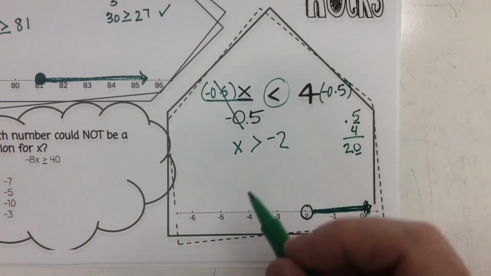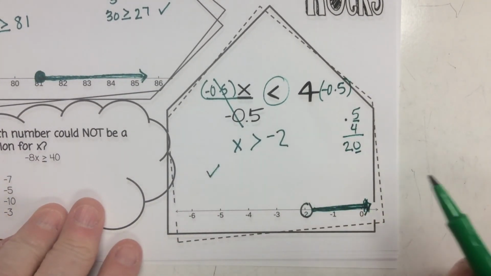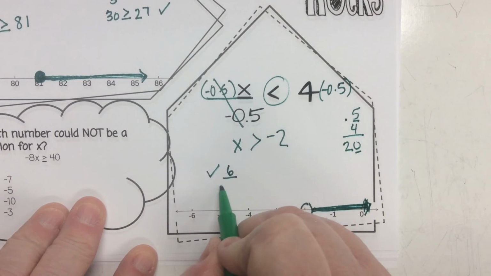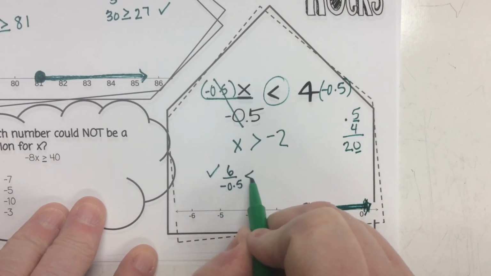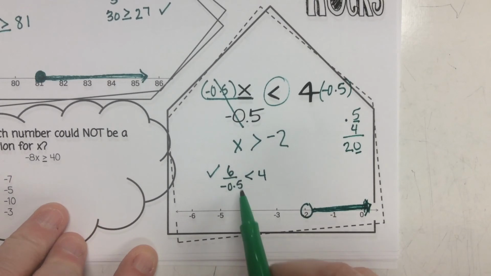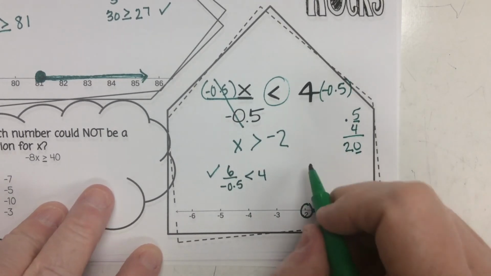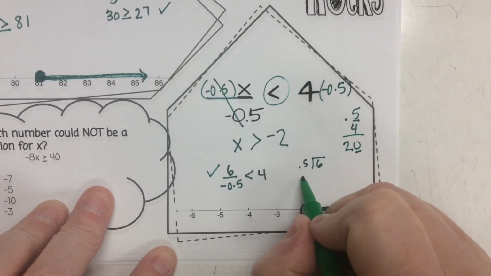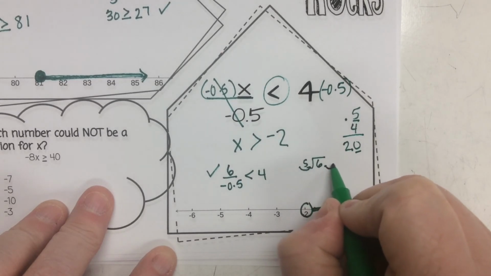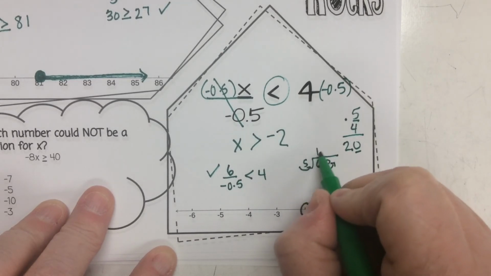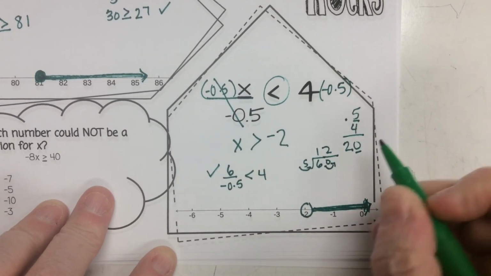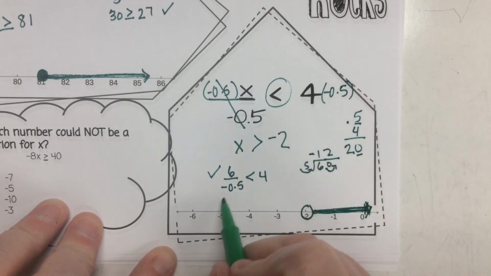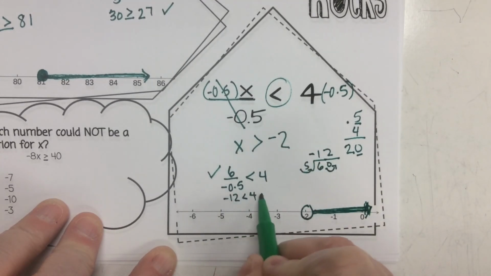Now let's substitute to check. Let's pick a number that's greater than -2. How about, let's say, 6. Okay? So 6 divided by -0.5 is less than 4. Okay, well, 6 divided by -0.5. Let's do that right here. 0.5, right? So move it over 1. Take that one and move it over 1. So 60. 5 times 12 is 60, right? But it's a positive divided by a negative, so my answer is negative. So -12 is less than 4. That is true.